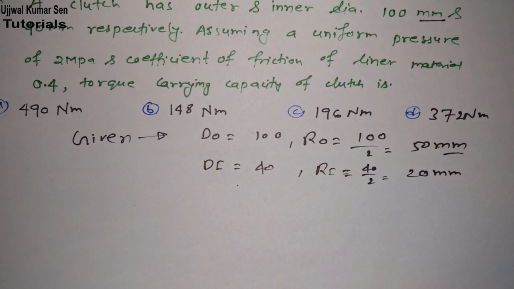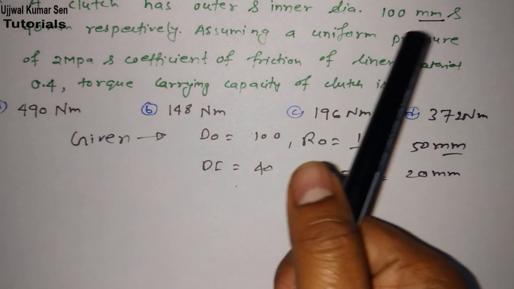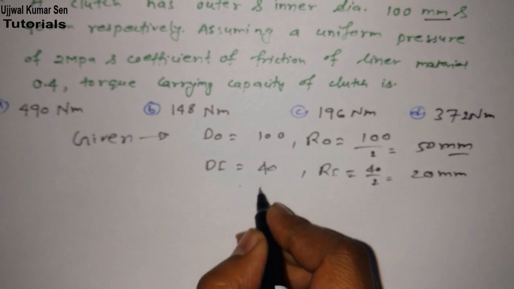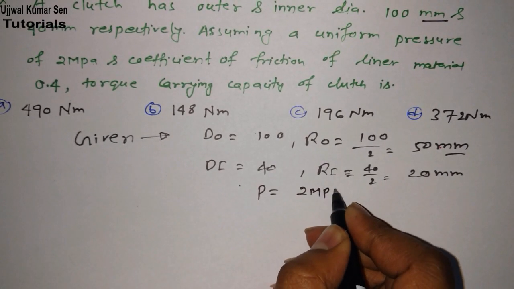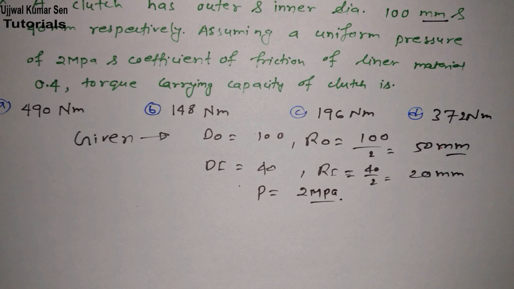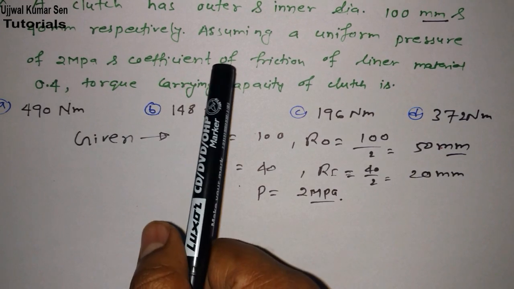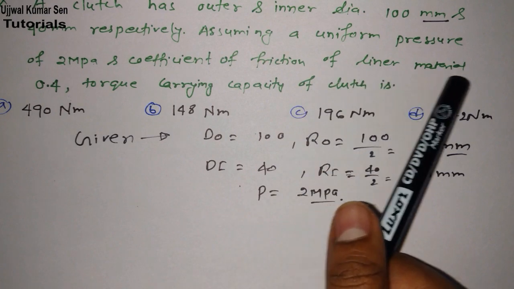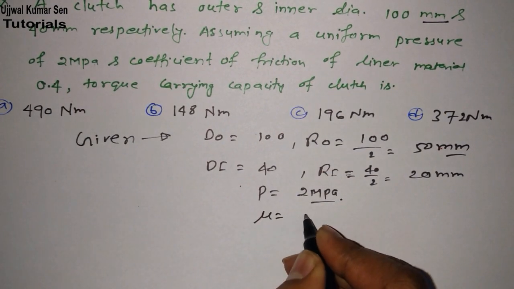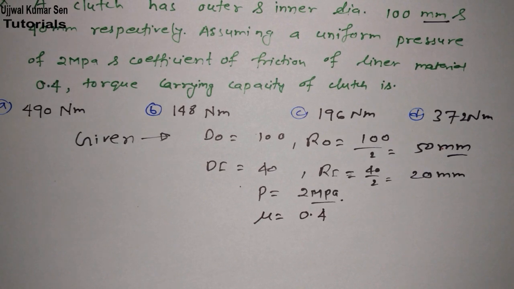Got it? Now we have some information till now, but we don't know what to do next because we haven't read the whole question. So read it: assume a uniform pressure. So it states that we have to follow the uniform pressure theory for this clutch to find the solution of this problem. Till now we don't know what to find. Now they said the coefficient of friction of the liner material is 0.4.